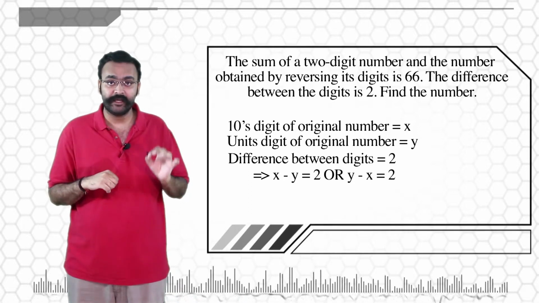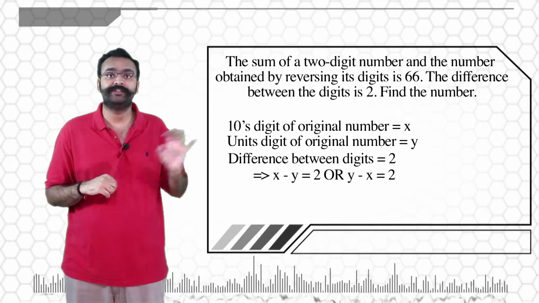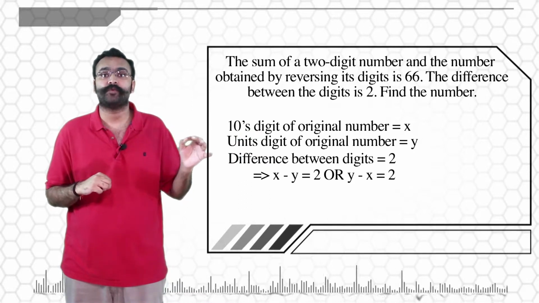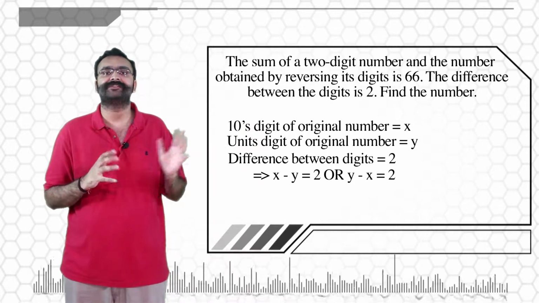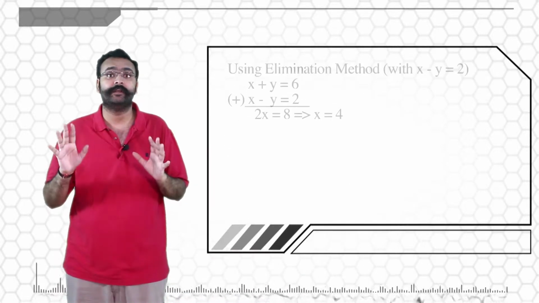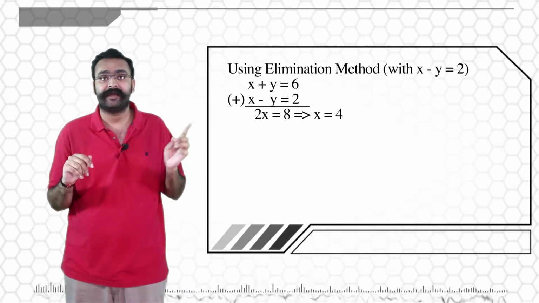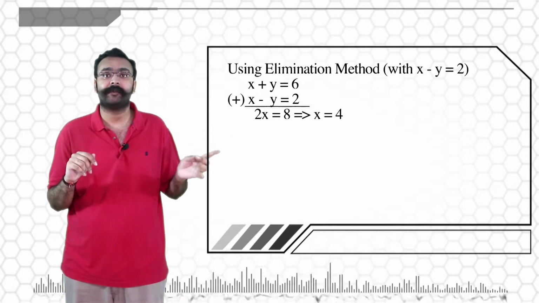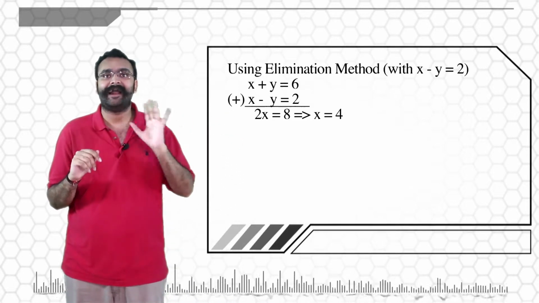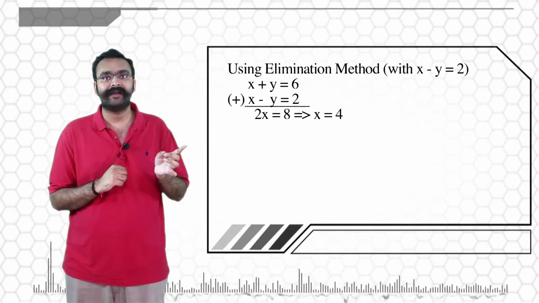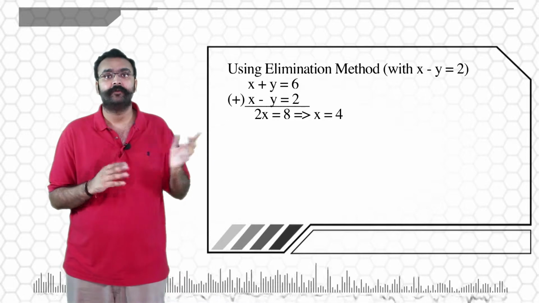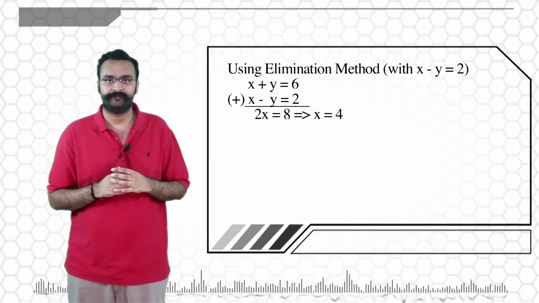So the second equation that we take, originally let's take it as x minus y is equal to 2. Now this is actually a very straightforward question. We can very quickly do it by elimination method. x plus y is 6, x minus y is 2. I add the two equations together, the y's will get cancelled. 2x is equal to 8, which means x is equal to 4.